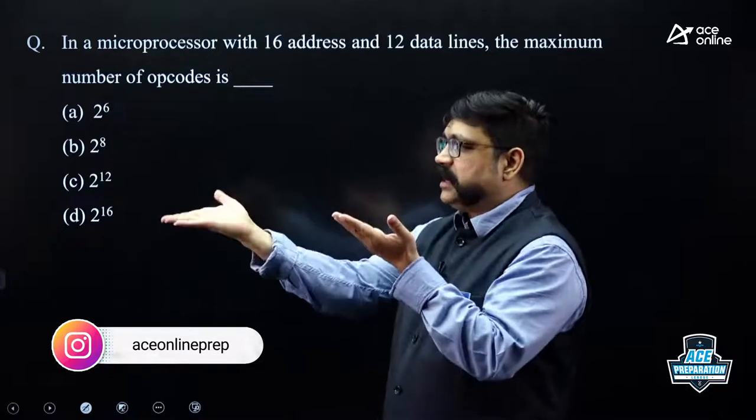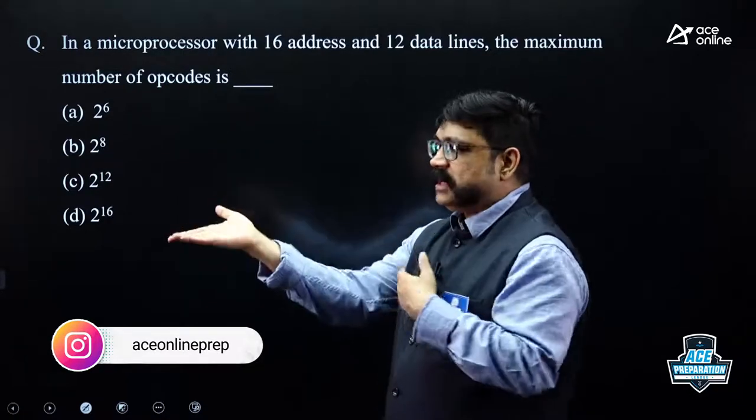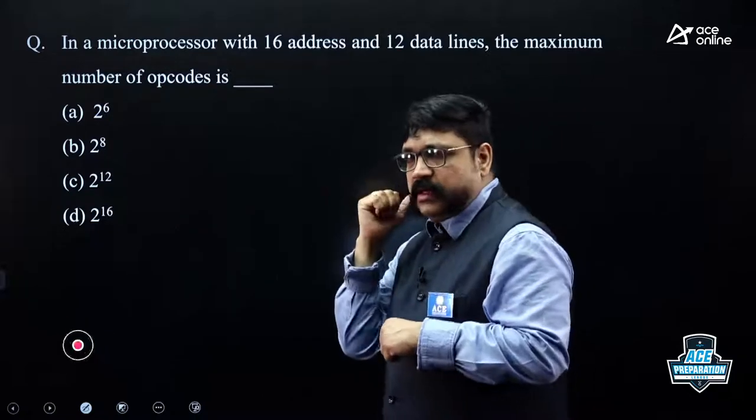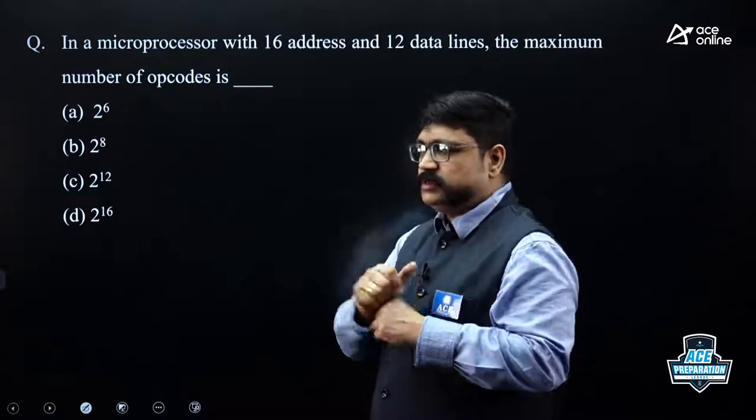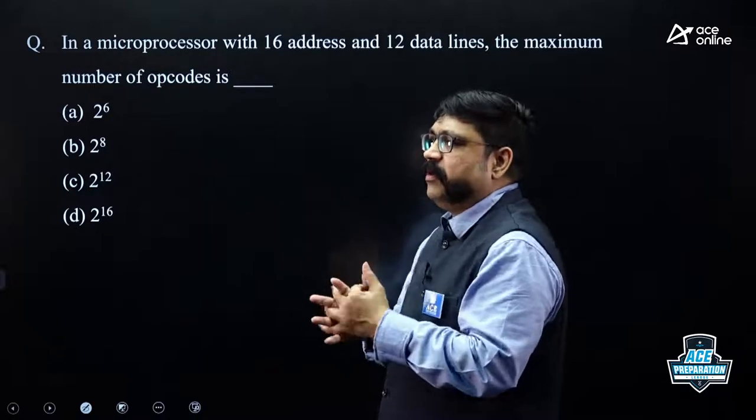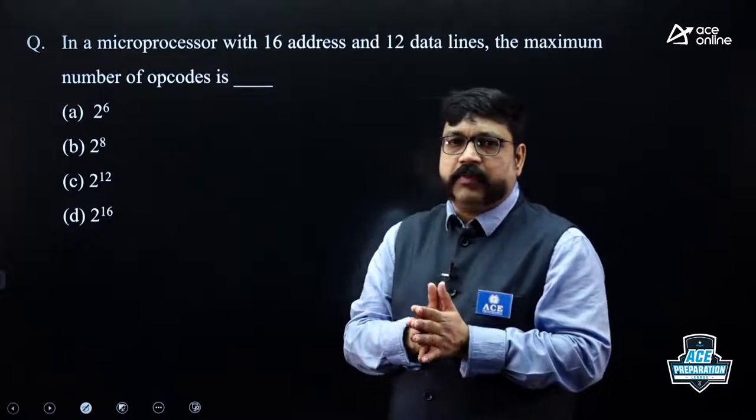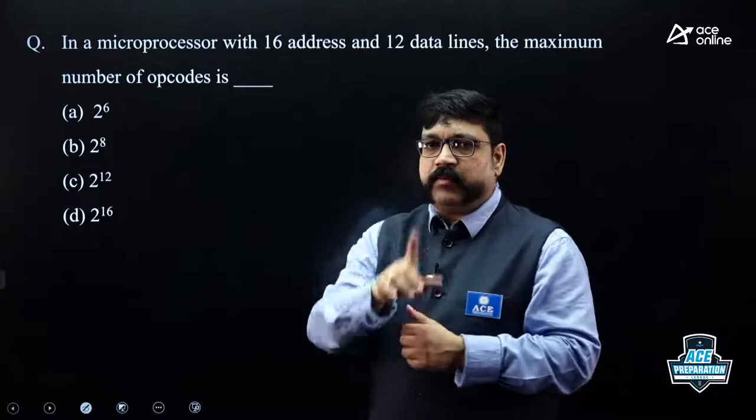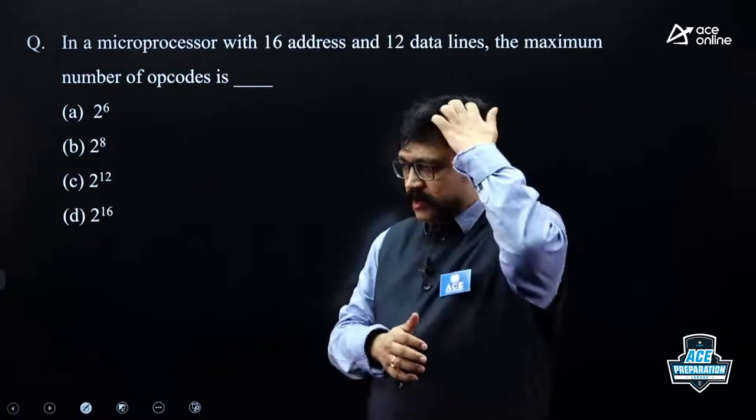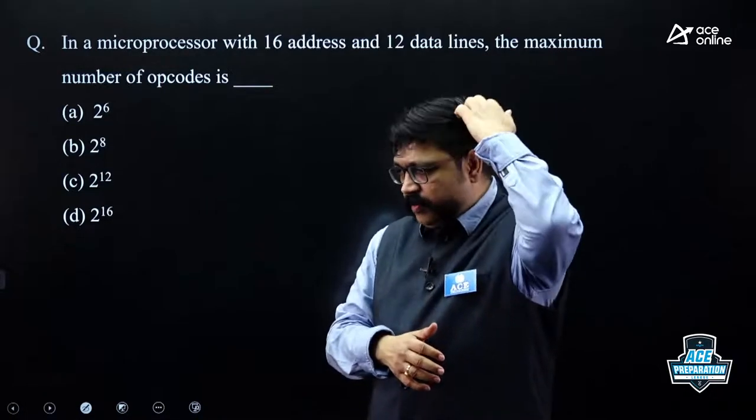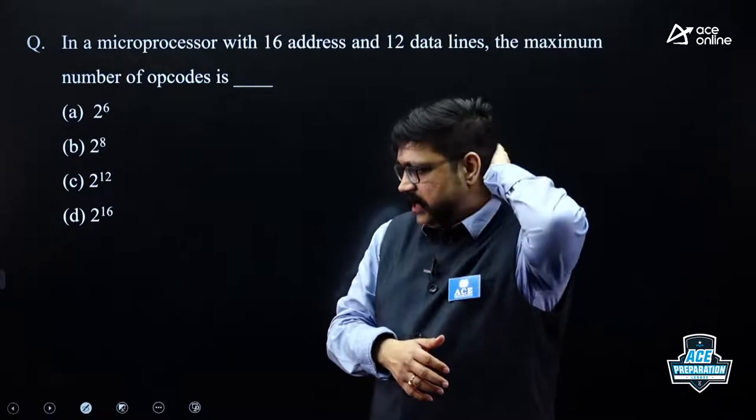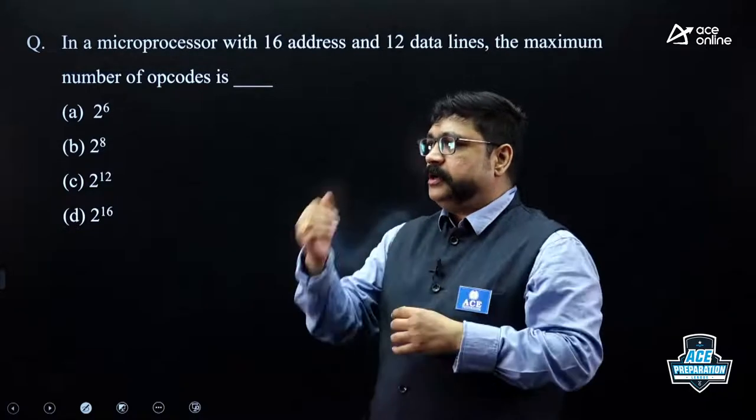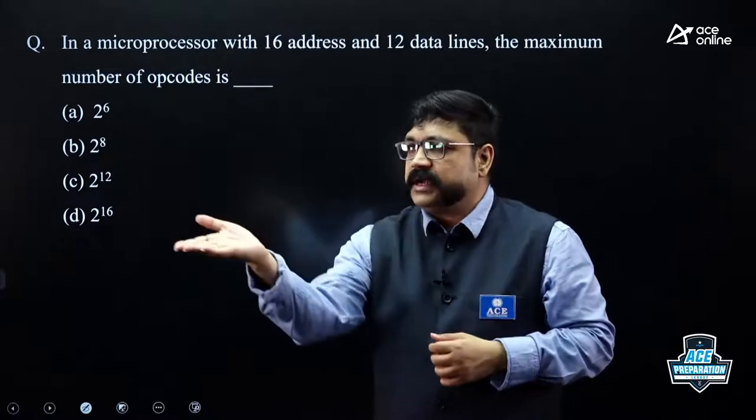First, I will send the address. Why will I send the address first? To select the slave. Thousands of slaves are connected in the form of memory bytes and I/O devices. I cannot handle all the slaves at a time, only one slave at a time. So if I want to perform either a read operation or a write operation, I need to send the address of that slave first. First I will send the address.